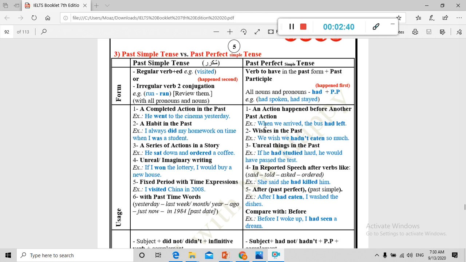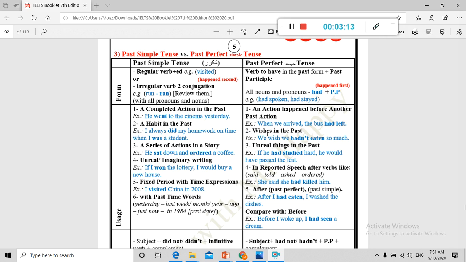So look at this example. When we arrived, the bus had left. This means the bus had already left before we arrived. So when we arrived, we found that the bus had left. This means the bus left before we arrived. Our arrival happened later, so we put it in past simple, but the one that happened first is in past perfect.